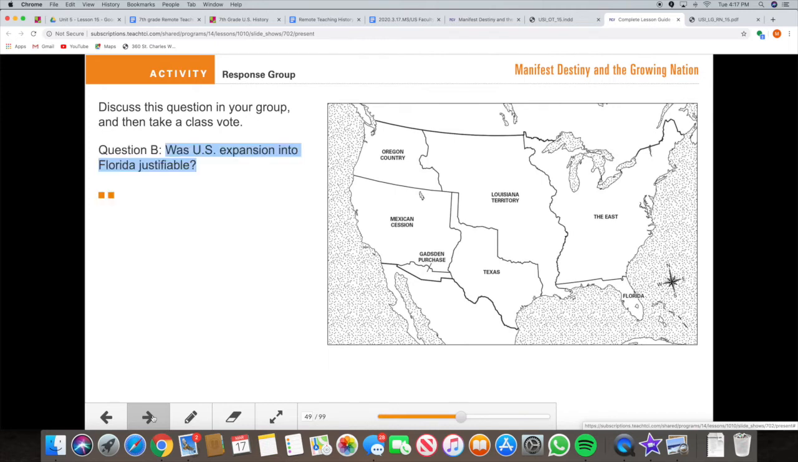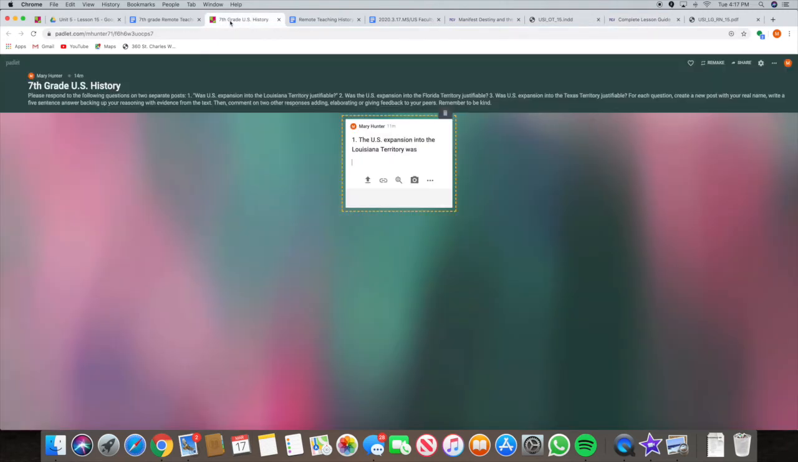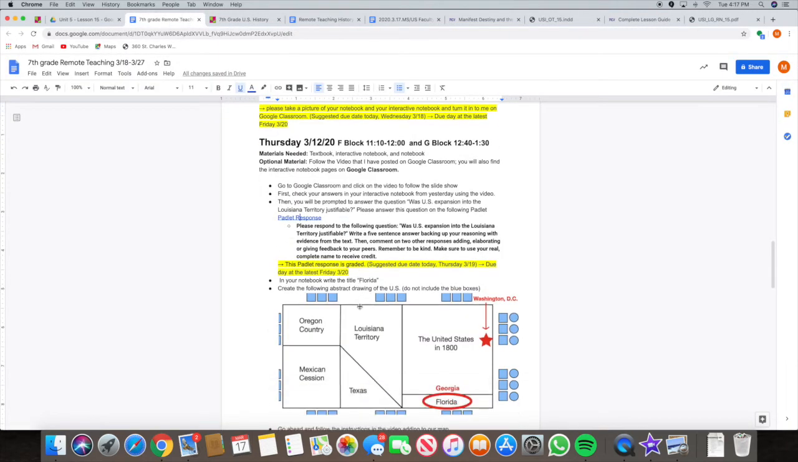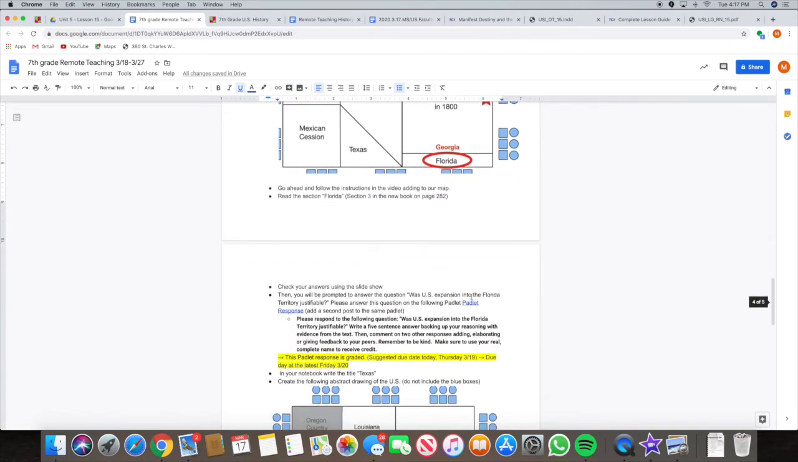Okay, so just like before, the question that we're going to answer now is, do you believe that the U.S. expansion into Florida was justifiable? So we talked about the Louisiana Purchase. Now we're talking about the Florida Purchase down here. So do you believe that the U.S.'s expansion into Florida was A-okay? Again, we're answering that question on the Padlet. I shared that link with you right here. Okay, it's the exact same link. So you will get to the same Padlet.